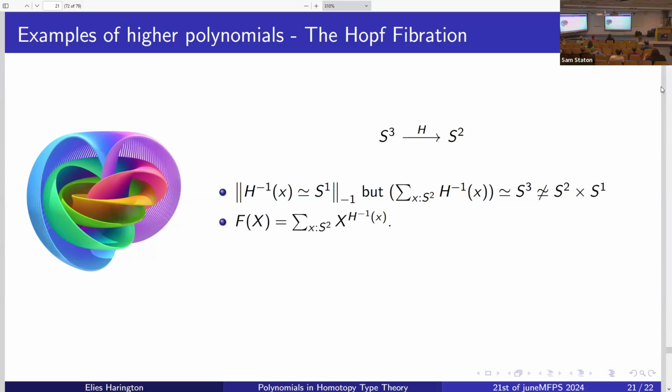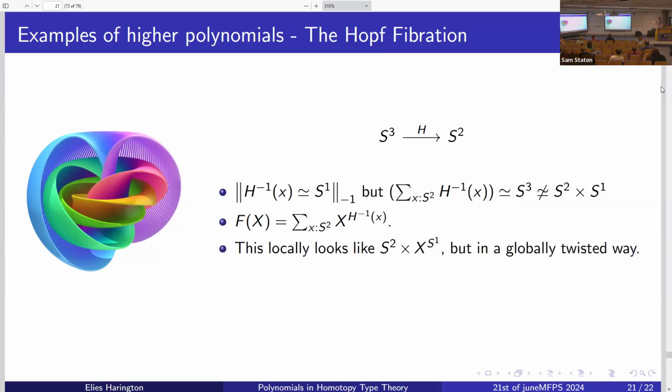And if we consider the corresponding polynomial, well, formally we get this expression. This expression looks like something like S2 times x to the S1, but in a globally twisted way. And x to the S1 is the type of maps from the circle to x, so it will be like the loops in x in some way. We're considering all loops in x, but in a way that's globally twisted above the sphere.